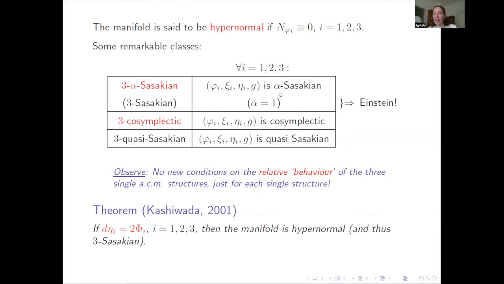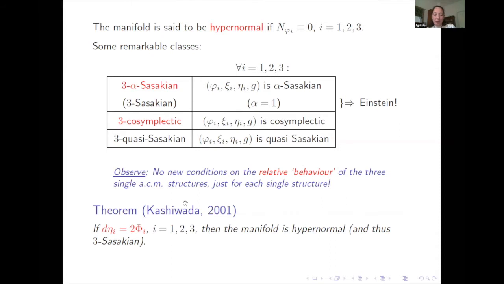We are just imposing structure for each single structure. Okay, and this is in fact something to look at. We are going to require some information about the relative position, so to say, of these three almost contact structures. Next observation is that in the free alpha Sasakian case, the manifold automatically has to be Einstein.